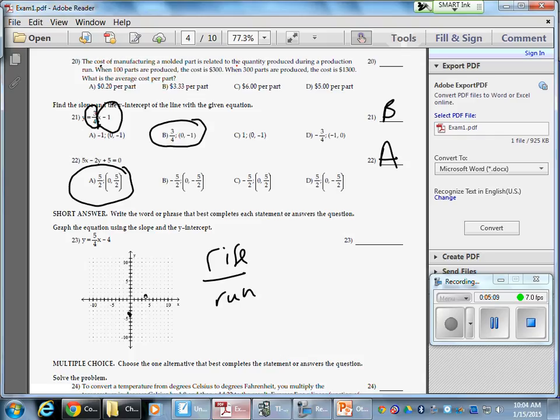I'm going to try to do this. And then do the best you can to draw a good line. All right, so that's what that line would look like. All right, let me clear a little bit of this out.